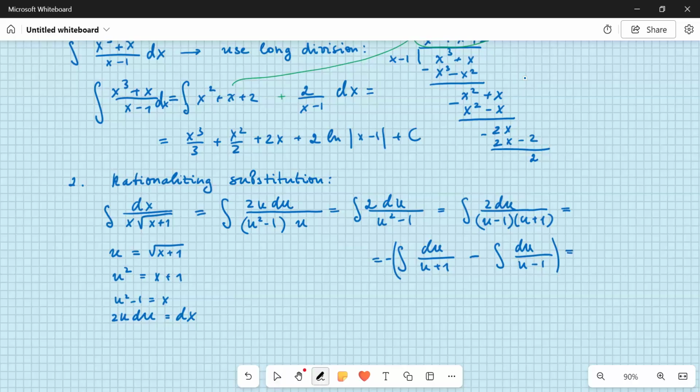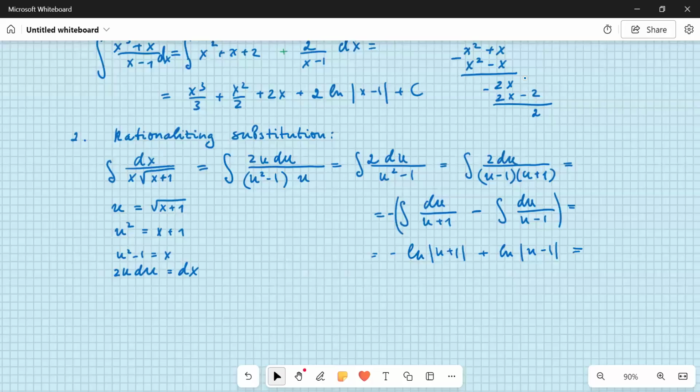Okay, now we're going to have two ln's, right? We're going to have minus ln of u plus 1 and plus ln of u minus 1, because two minuses, right? And I'll go back to the original expression. One step. Minus ln of square root of x plus 1 plus 1, plus ln of square root of x plus 1 minus 1.